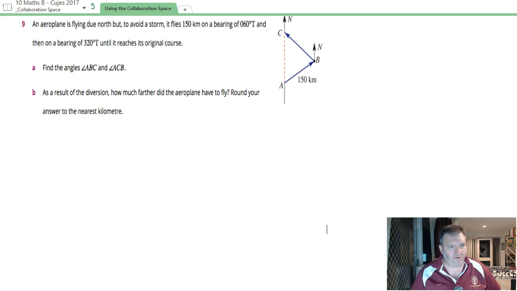An aeroplane is flying due north, but due to a storm it flies 150 kilometres on a bearing of 60 degrees from true north and then on a bearing of 320 until it reaches its original course again. Find the angles ABC and ACB.